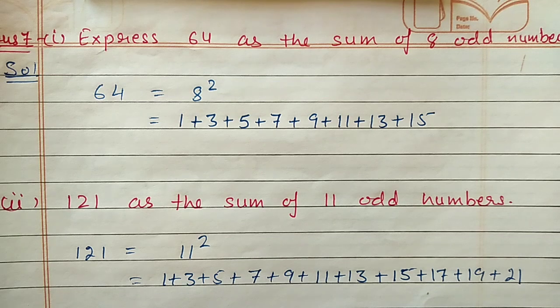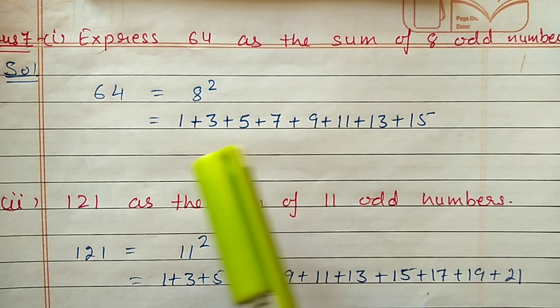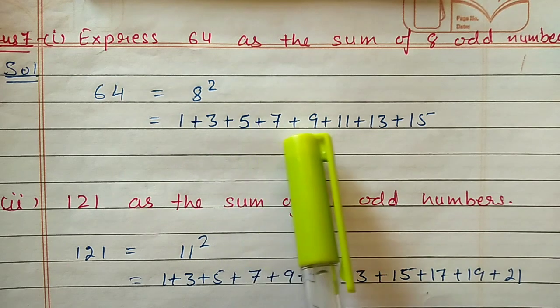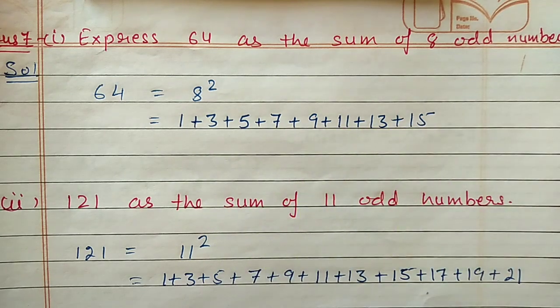Question number 7. First part. Express 64 as the sum of 8 odd numbers. This is just the reverse of the last question. 64 we can write as 8 square. 8 square means we have to write the starting 8 odd numbers. So starting 8 odd numbers: 1, 3, 5, 7, 9, 11, 13, 15.